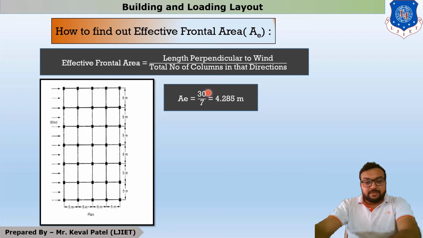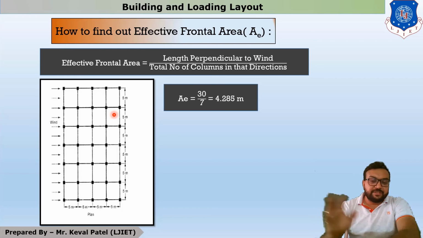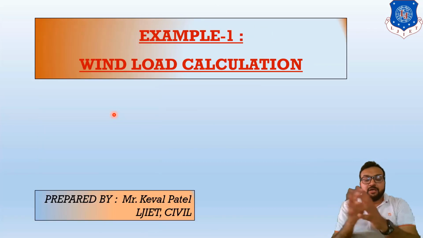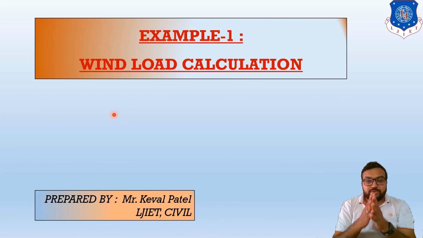Now one question arises in your mind: the area unit is meter square. So generally this value is calculated per meter length. So 30 by 7 into 1. So we have to calculate per meter length. So this answer is also written as 4.285 meter square. Okay. So students, this is the calculation of our step number 3, in which A is our effective frontal area, CF is force coefficient, and PD is calculated in our step number 2. Okay, so this is the end of our design steps of wind load calculation.